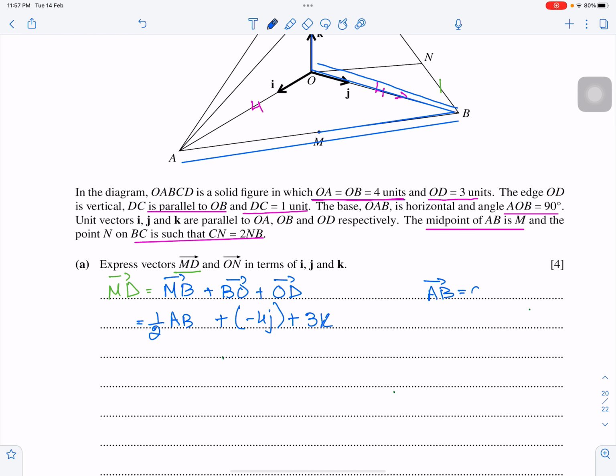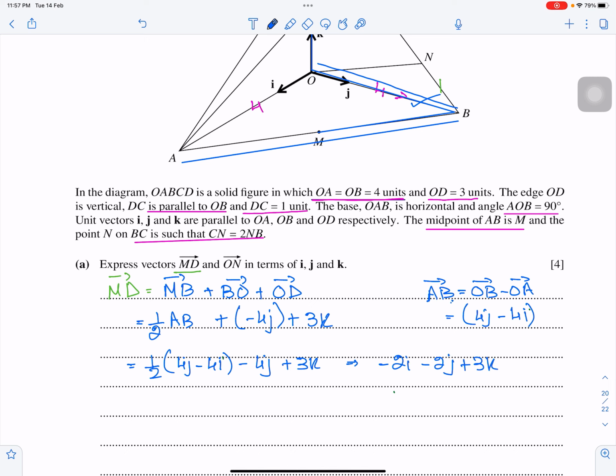This is a displacement vector. I will change it into a position vector, and I have explained earlier, it equals second minus first. Now OB, from the diagram you can see from this side, equals 4J and OA is 4I. Right. So I will just write these values here. It will be half of (4J minus 4I) plus (minus 4J) plus 3K. So if you simplify it, you will get minus 2I minus 2J plus 3K.